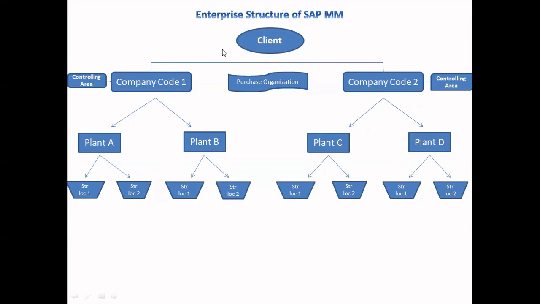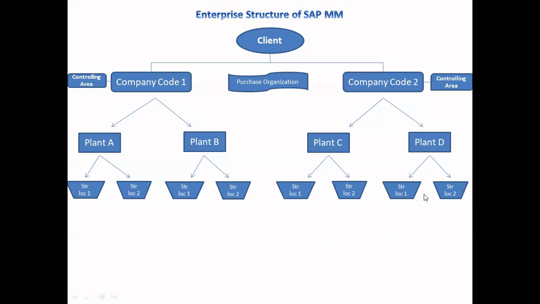In real time, these entities will be defined by FI people. The finance department will take care of it. The client, which is nothing but a company, the company code and the controlling area will be defined by FI people. Our job is to create plants. We will configure the plants, storage locations, and purchasing organization. And we also have another small entity, the purchasing group, which is not having any assignment to it. I will explain that in the coming slide.